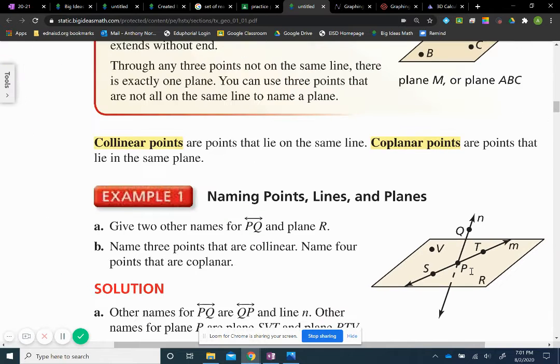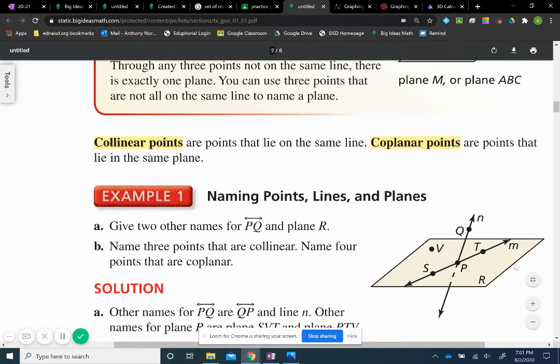We can name a plane with any 3 points. So this could be plane TPV. There are many options. We need 2 names, so this is also going to be plane SVT. We know the name for line PQ. So it's also going to be line n, because that's what this little script n means. Or we can have line QP because the direction doesn't matter.